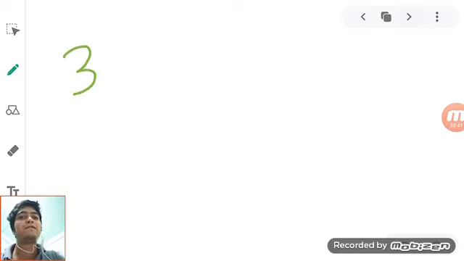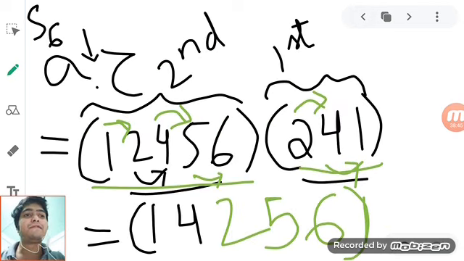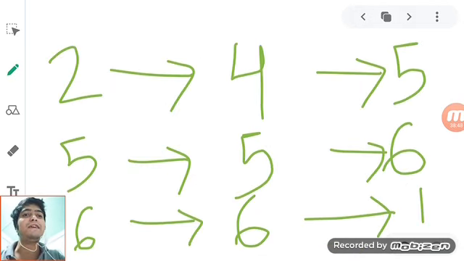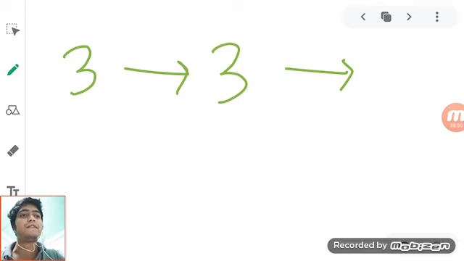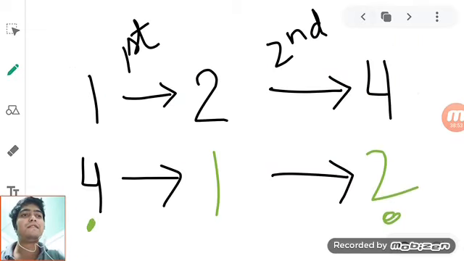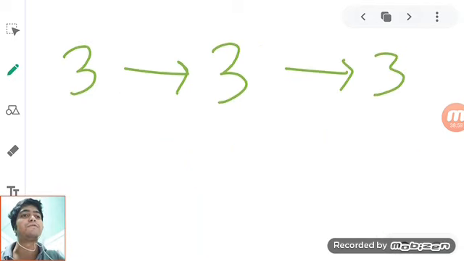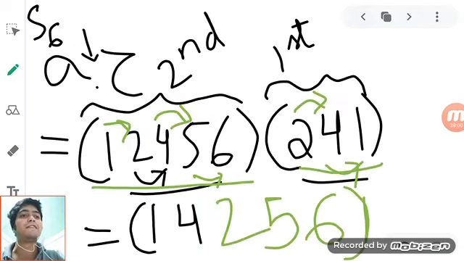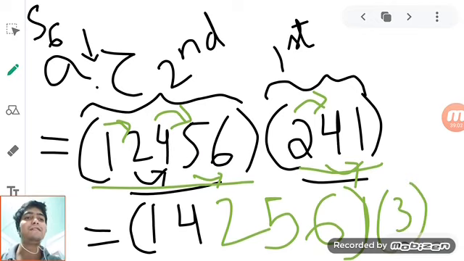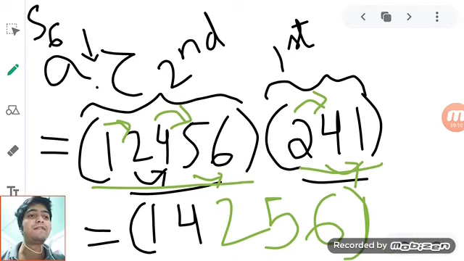Let's see. 3, first cycle, second cycle. 3, in the first cycle, it goes to 3. In the second cycle, it goes to 3 again. So 3 goes to 3. All the 6 symbols have been used, but since 3 goes to 3, it can be deleted. We can just have this result 1, 4, 2, 5, 6.